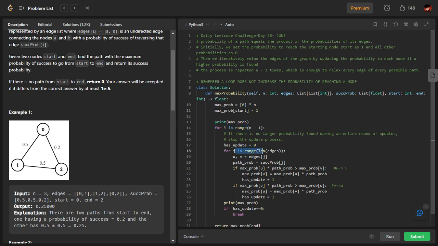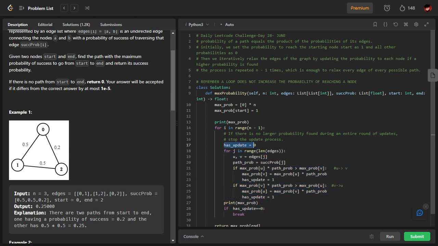Now from here I will be going through each edge and relaxing it. What is the relaxing operation? We'll see that. But remember, this loop is going to run for n minus one times. From this loop onwards, we are going to relax each of the edges. So this particular part of the code will run for n minus one times.